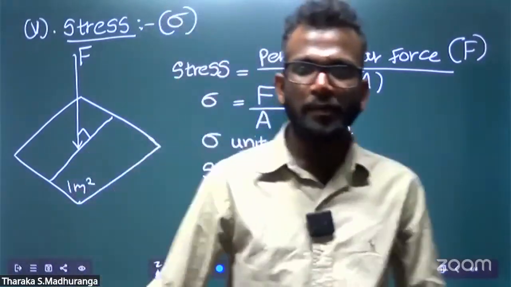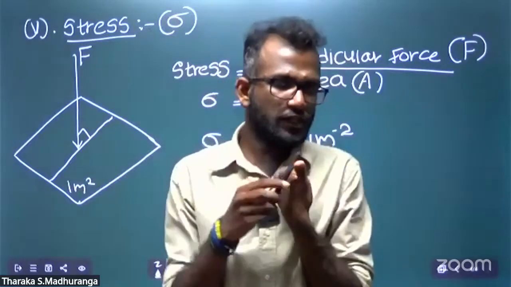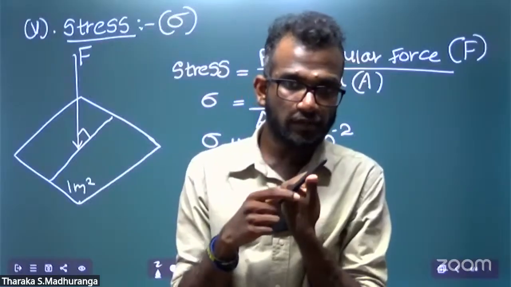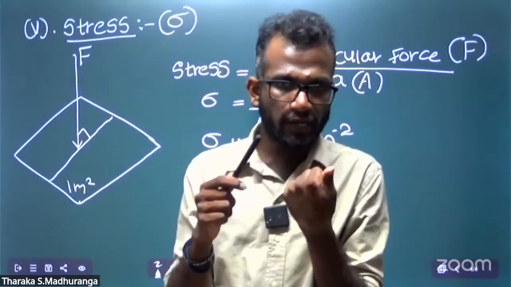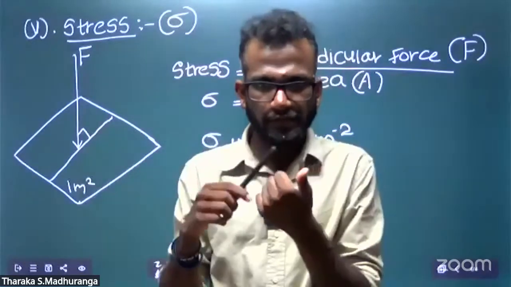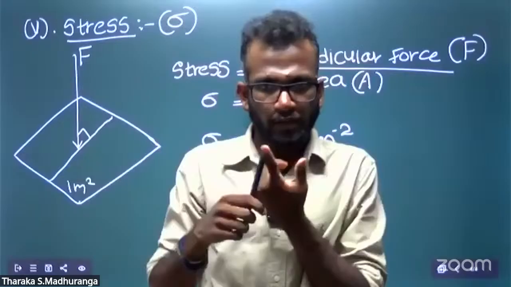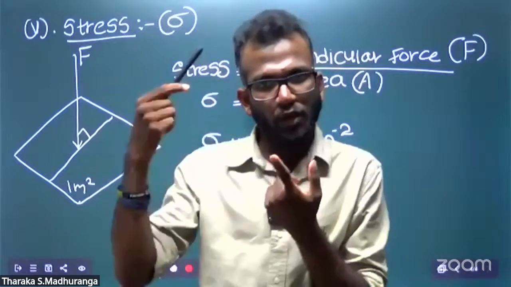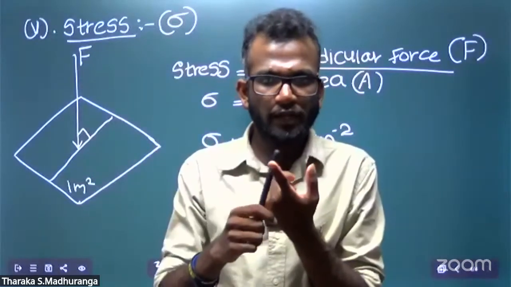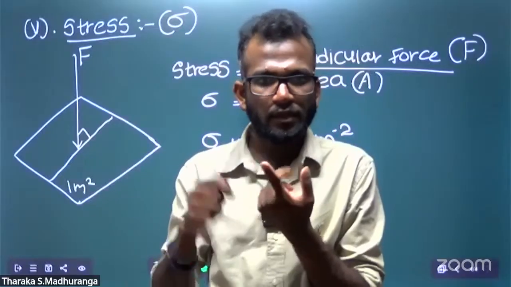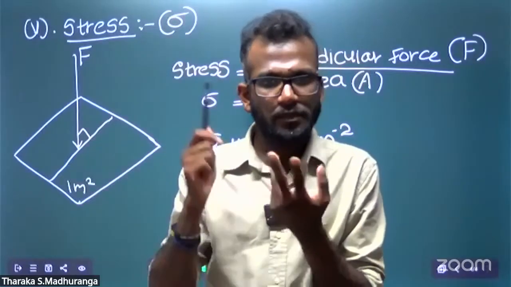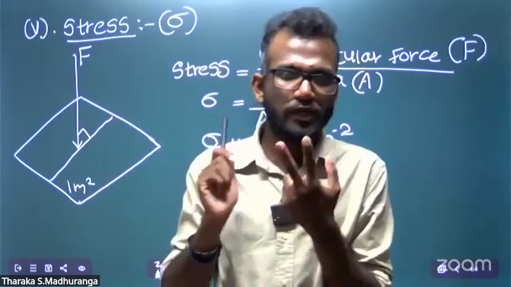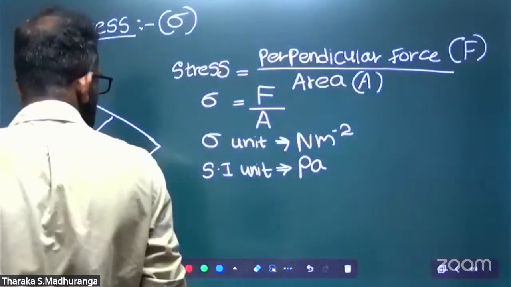Okay, now do you remember all we discussed up to now? First we discussed elongation. The elongation means delta L, the final length minus the initial length. I think that is easy. Then strain. The strain means elongation over initial length, delta L over L1. The strain doesn't have units. Stress means the perpendicular force over area, and the unit is N m^-2, or Pascal.